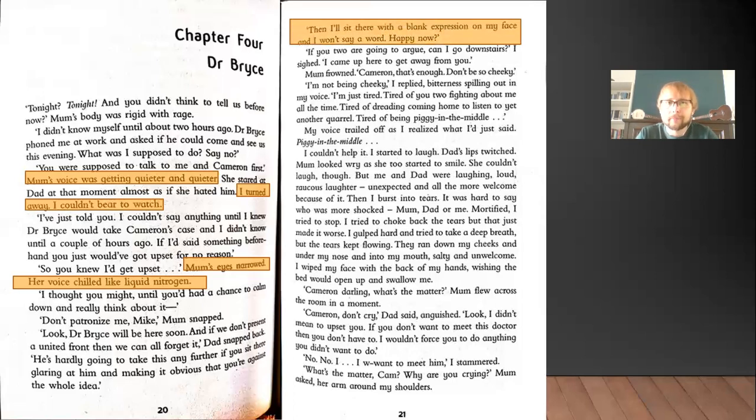This bit there. Then I'll sit there with a blank expression on my face and I won't say a word. Happy now? So, use of sarcasm. Sure, again, a surefire sign that somebody is getting annoyed. I replied, bitterness spilling out in my voice. So the idea that he's feeling quite bitter. He's feeling quite betrayed almost by the way that things are going.